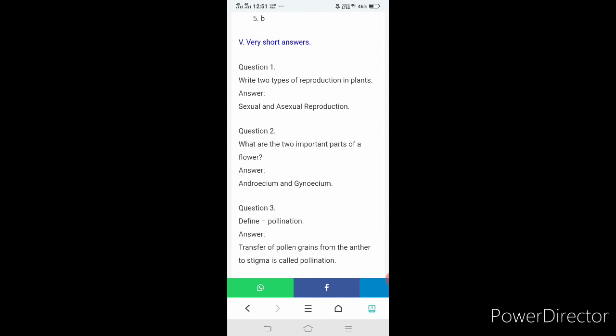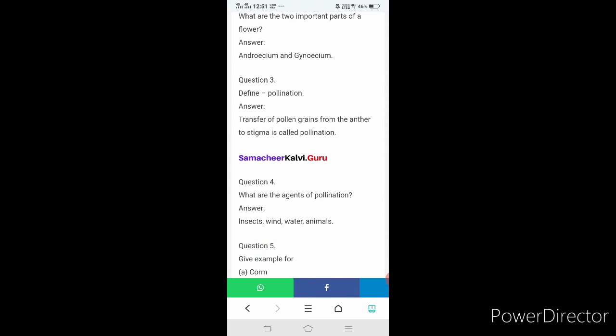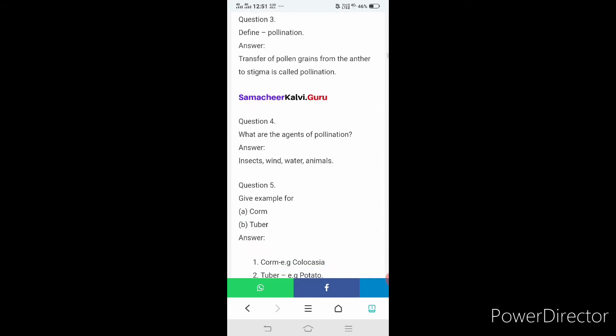What are the two important parts of a flower? Without this reproductive part, the new plant cannot exist. So the important parts of the flower are androecium and gynoecium. Then third question, define pollination. Already we have studied in true or false. Transfer of pollen grains from the anther to stigma is called pollination.